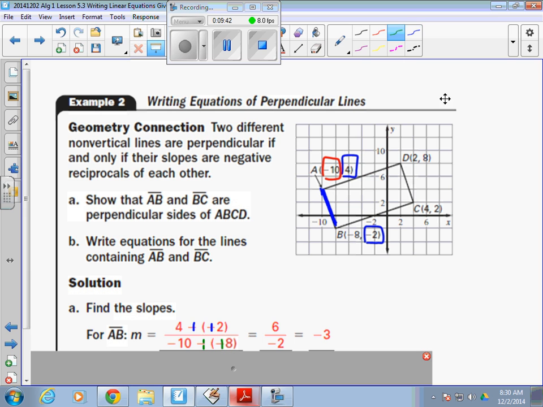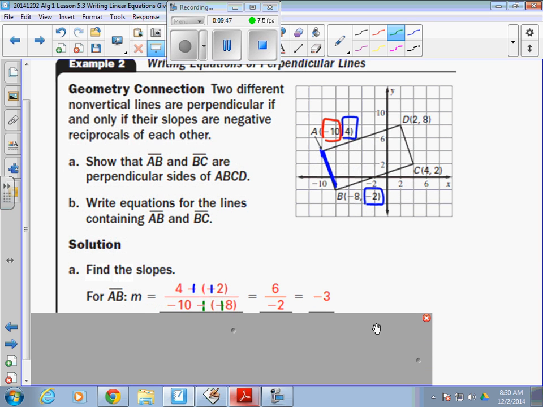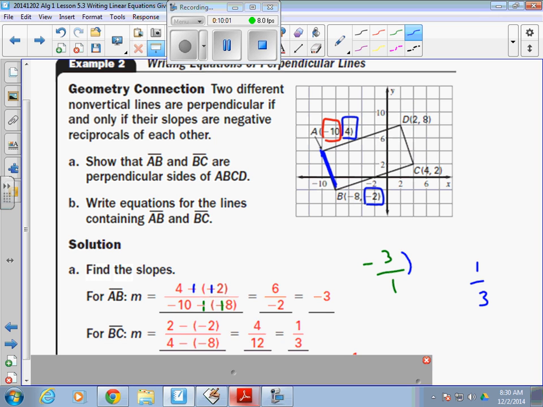In order for them to be perpendicular lines, they have to be negative reciprocals of each other. So negative 3 we know is over the number 1. The reciprocal means to flip it and make it negative; that one's already negative, so it should be positive 1 over 3. If the other one's the correct slope, it'll be positive 1 over 3. 2 minus a negative 2 means plus 2, which is 4. And 4 minus a negative 8, 4 plus 8 is going to be 12. 4 divided by 12 is 1/3.